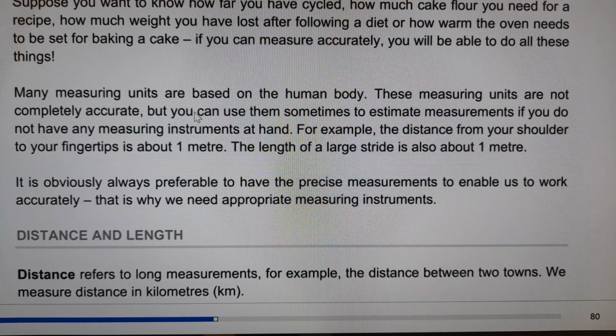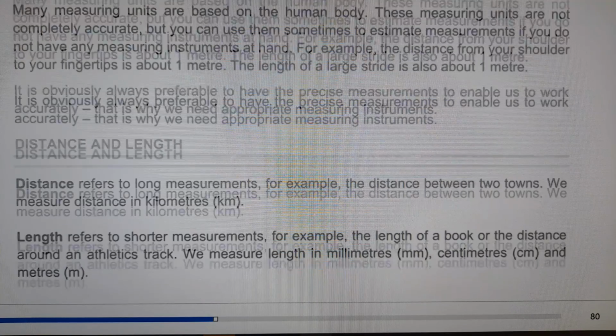Okay, it is always preferable to have precise measurements to enable us to work accurately. That is why we need appropriate measuring instruments. Okay, we cannot always use our body.